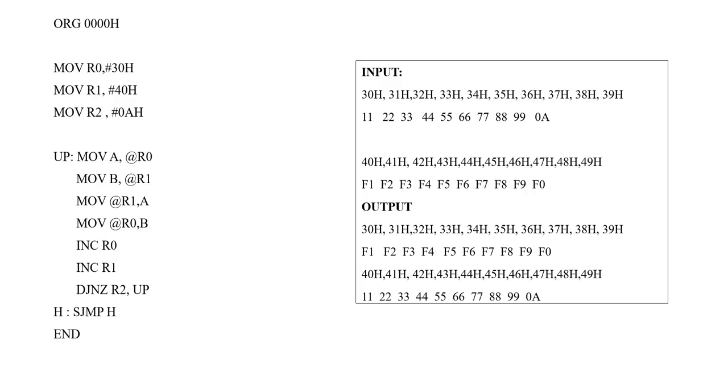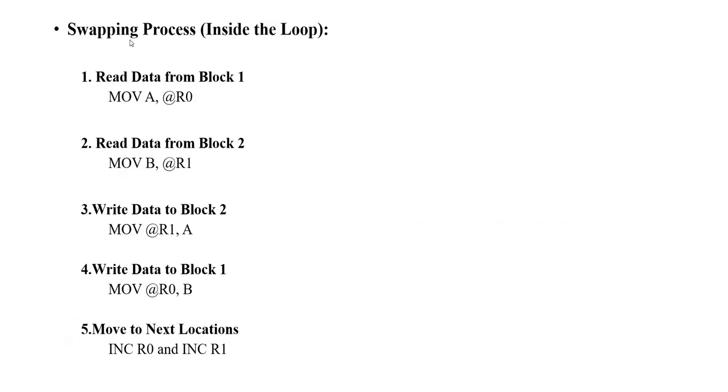So here we'll see how this loop will execute. This is the swapping process inside the loop. The first instruction inside the loop is MOV A, @R0. That is, it will read the data from block 1. That is, it will load the value at the memory location pointed by R0, here 30H, into the accumulator.